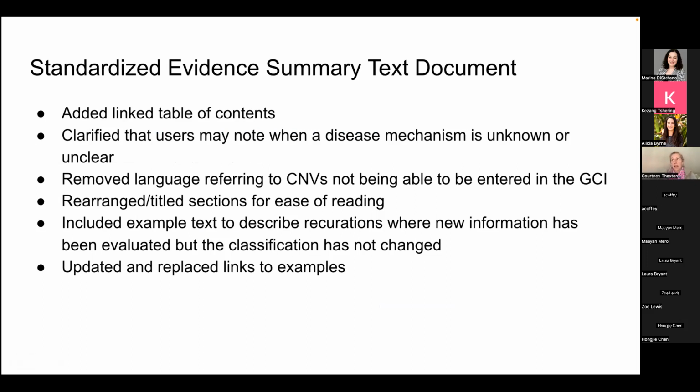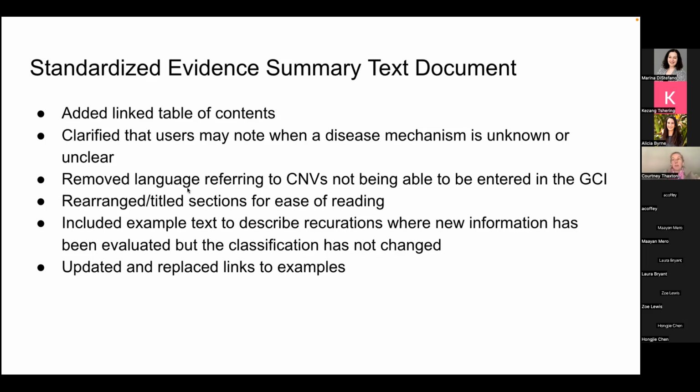Lastly, for the standard evidence summary text document, we've made some updates along with the SOP. We've added some linked table of contents so that you can quickly get to different areas within the standardized evidence summary text document more quickly. We've also clarified that users may note when a disease mechanism is unknown or unclear. That might be really useful to the end user of that particular record.